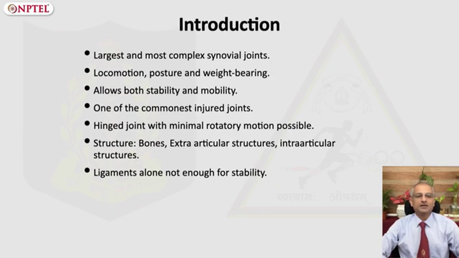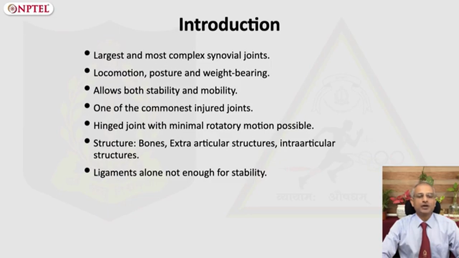The knee is the largest and the most complex synovial joint in the human body. It is also one of the most frequently injured joints, particularly in athletes and active individuals. It plays an important role in locomotion, posture, and weight bearing. It has a fine balance between stability and mobility, and this is essential for daily activities and athletic performance.